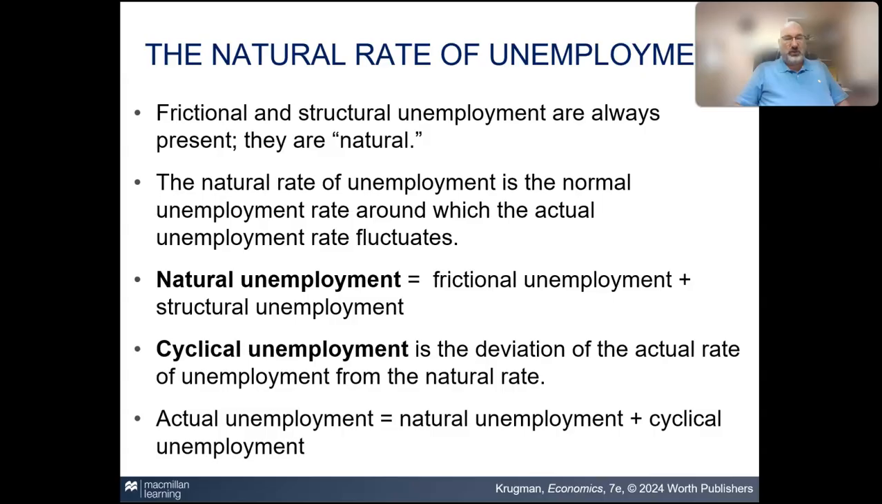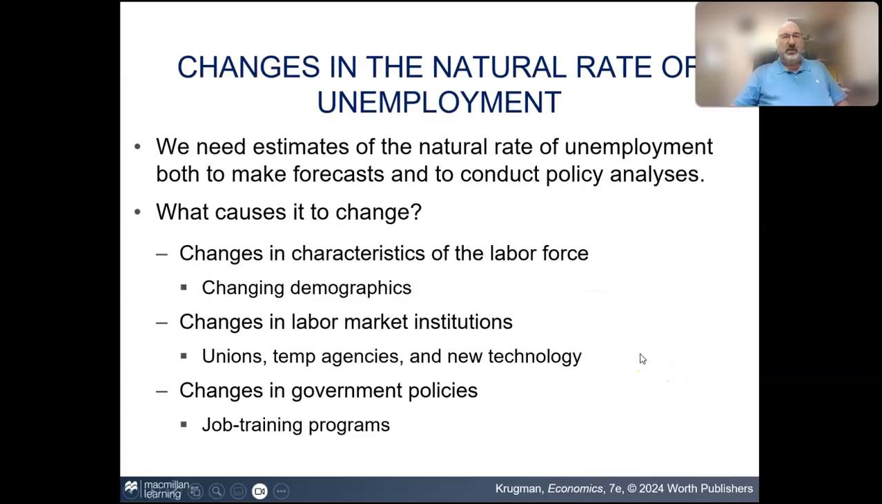Cyclical unemployment is just the deviation of the actual rate of unemployment from the natural rate. So actual unemployment is just natural unemployment plus cyclical unemployment. Those are the people that you get otherwise. Then there are changes in that natural rate. We need to estimate the natural rate of unemployment to make forecasts and to conduct policy.